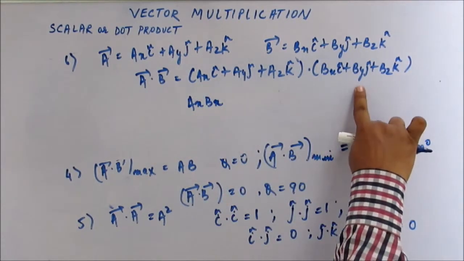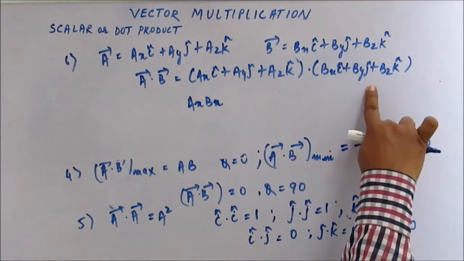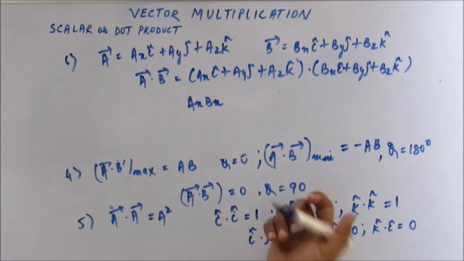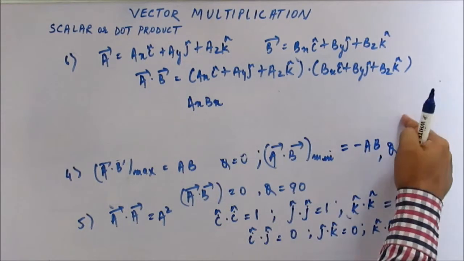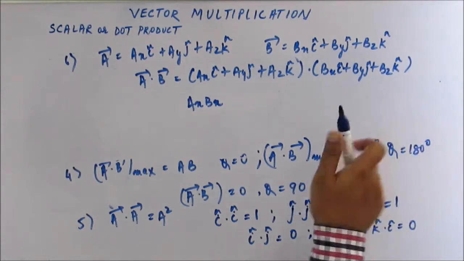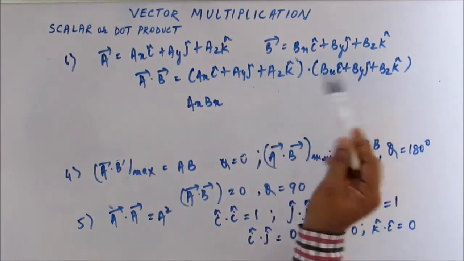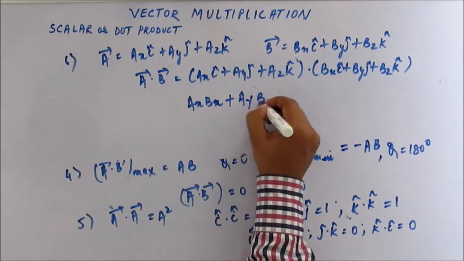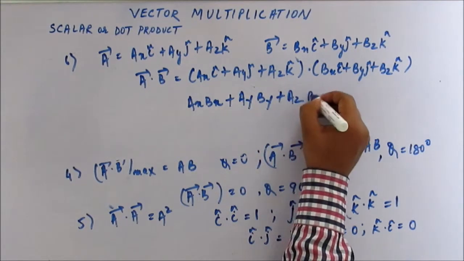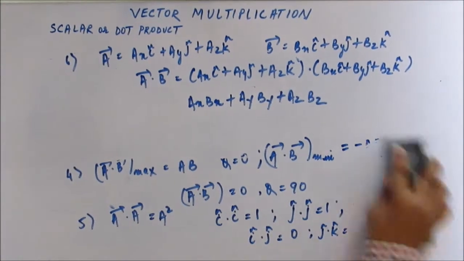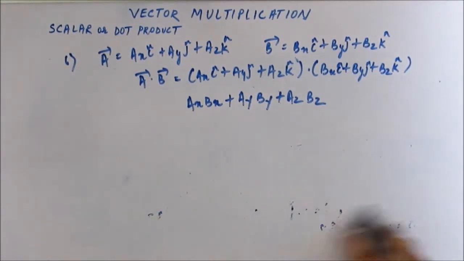Now you go on to do the dot product with the second term, AX i cap dot BY j cap. The angle between i cap and j cap is 90 degrees, so the dot product will be 0. Same for AX i cap and BZ k cap, that again will be 0. If you go with AY j cap, with i cap and k cap it will be 0. With j cap it will be AY into BY. Similarly for z it will be AZ into BZ. This is how you will do the dot product of vectors given in Cartesian form like this. Okay, easy?